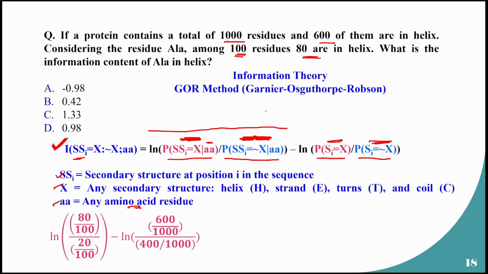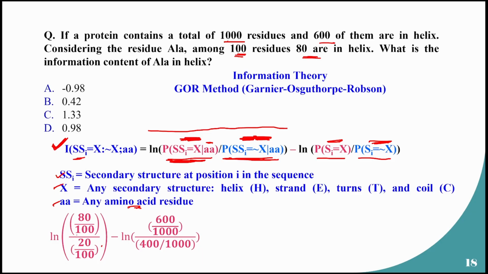So out of 100 amino acids, we know 80 of them are in helix. So the first term here should be 80 divided by 100. And if 80 of them are in helix, then of course 20 of them are not in helix. So this term will be 20 divided by 100. And now you just divide them. Of course, the 100 and 100 get cancelled out.